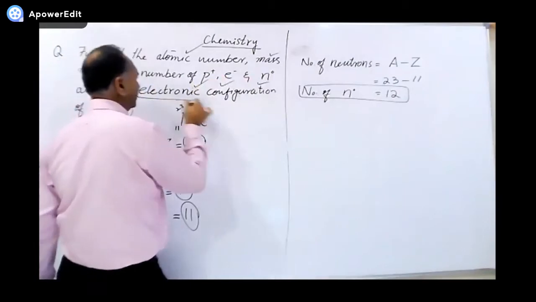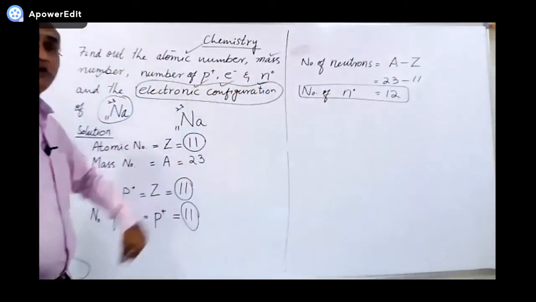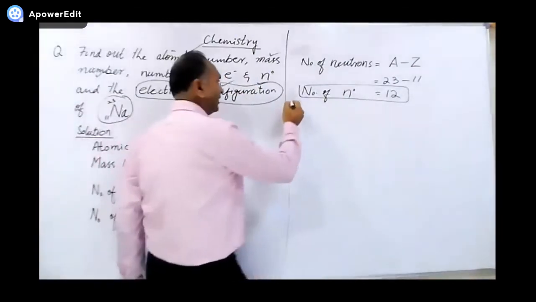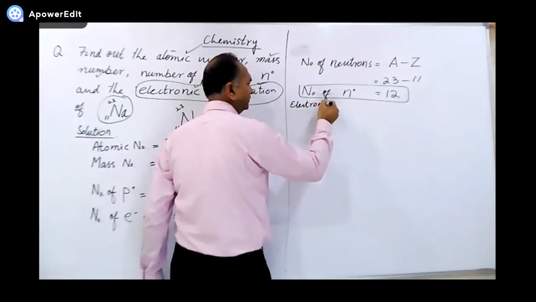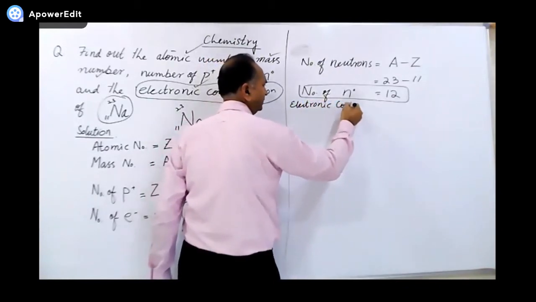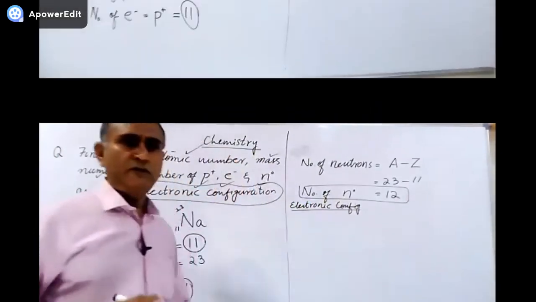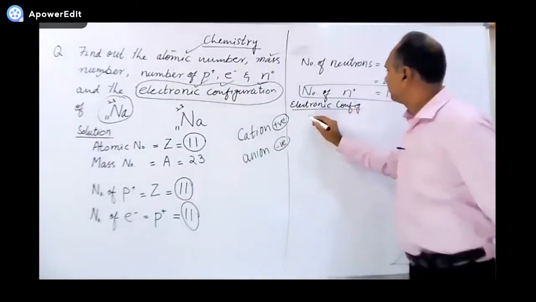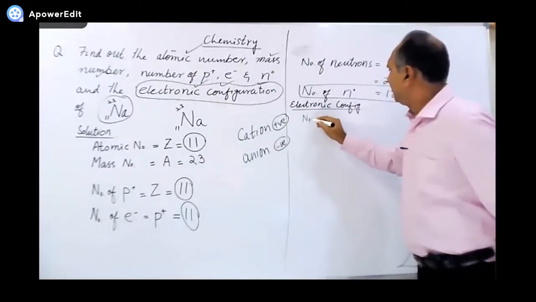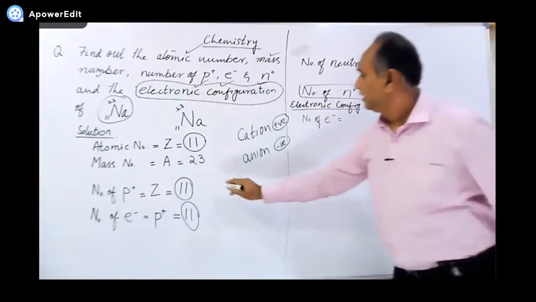Now what is left only? Electronic configuration. So I'll write the heading here. Electronic configuration. Okay, let's continue. Electronic configuration. Number of electrons we have here. How many electrons do we have? 11.